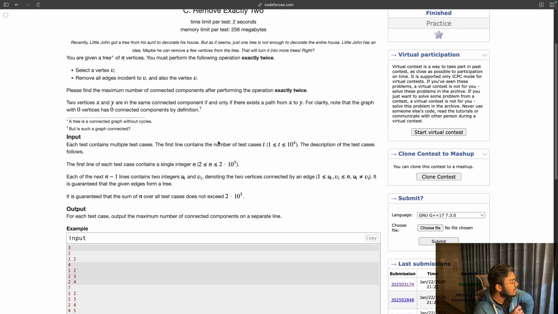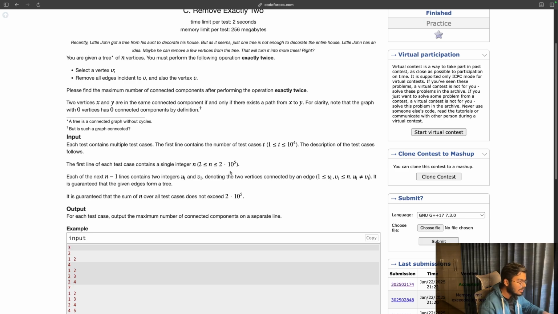Okay, you are given a tree of n vertices. You must perform the following operations twice. Select a vertex V, remove all the edges incident to V, and also the vertex V. Please find the minimum number of connected components after performing the operation exactly twice.